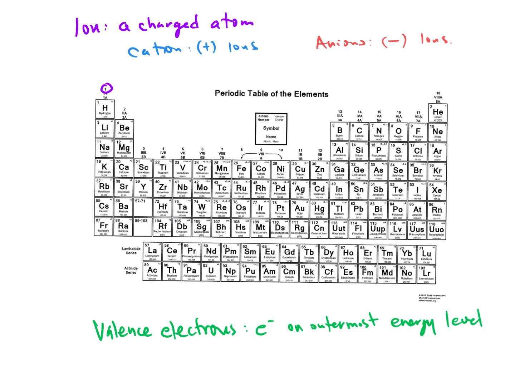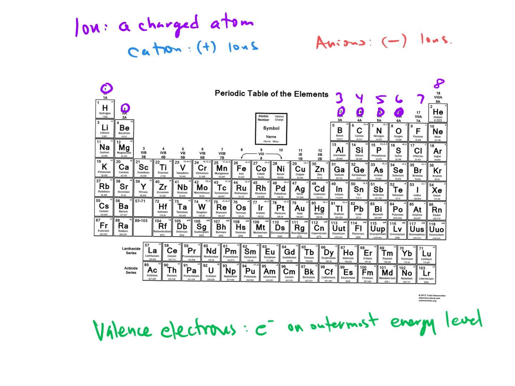This group has one valence electron. The second group has two valence electrons. The 13th group has 3 valence electrons. The 14th group has 4. Then 5, then 6, I'll just write it, 3, 4, 5, 6, 7, and 8.